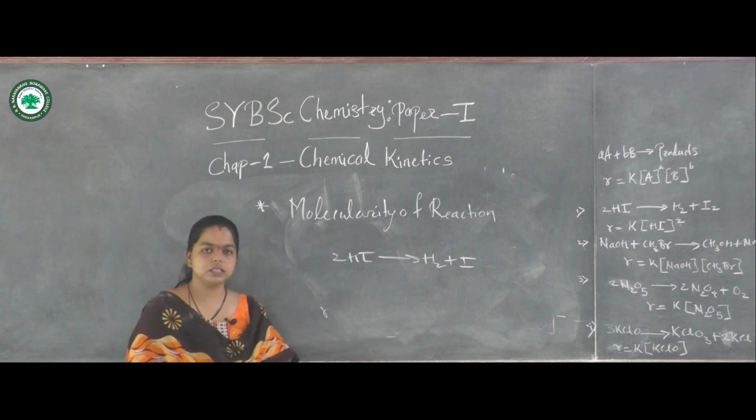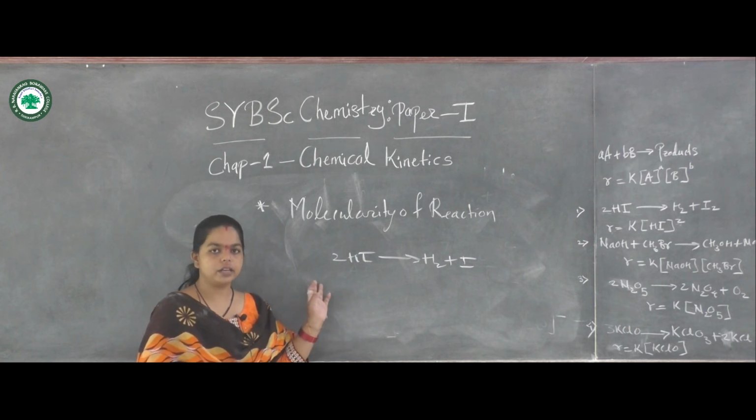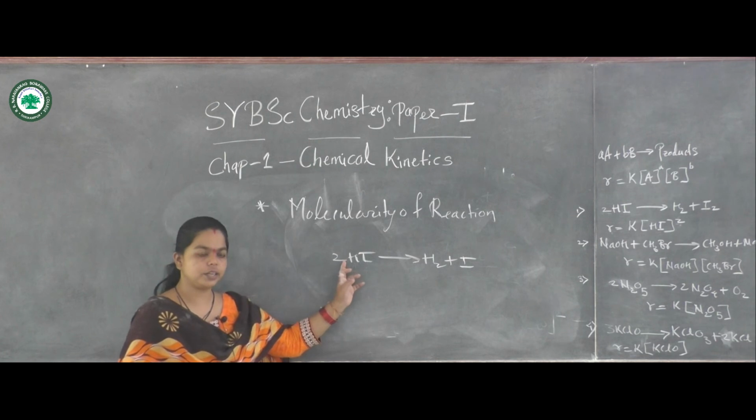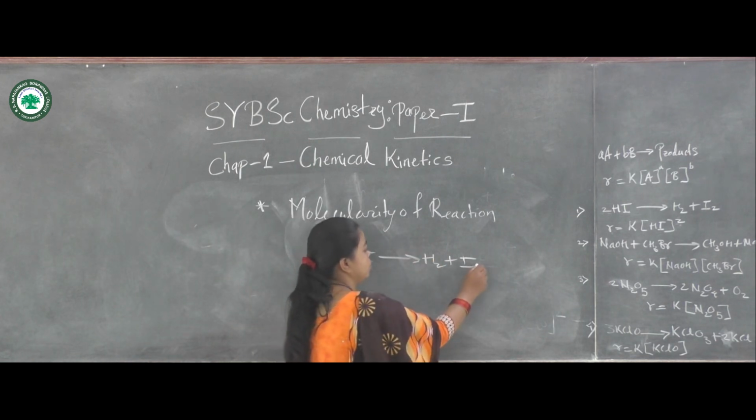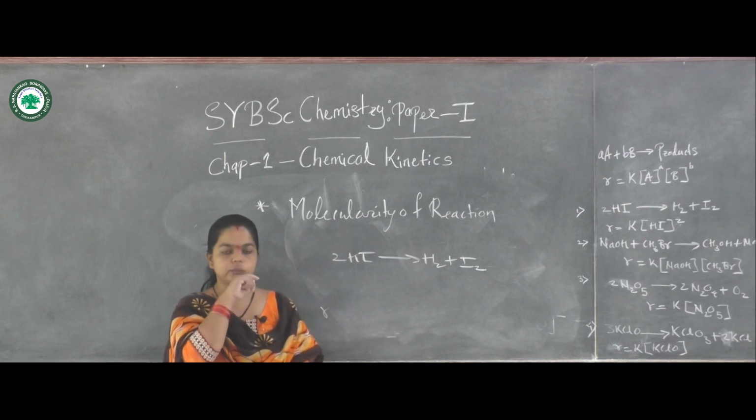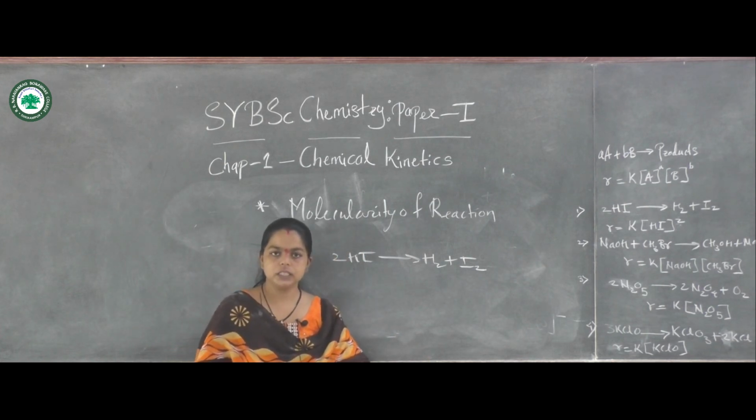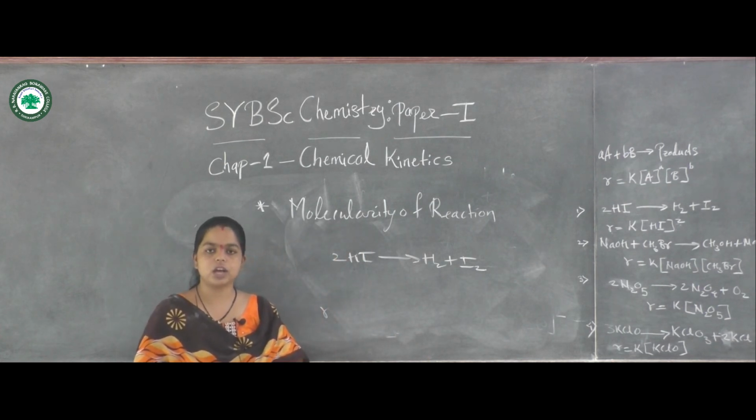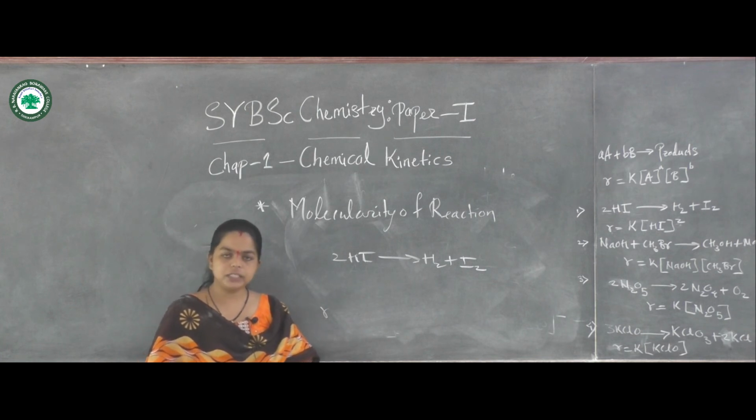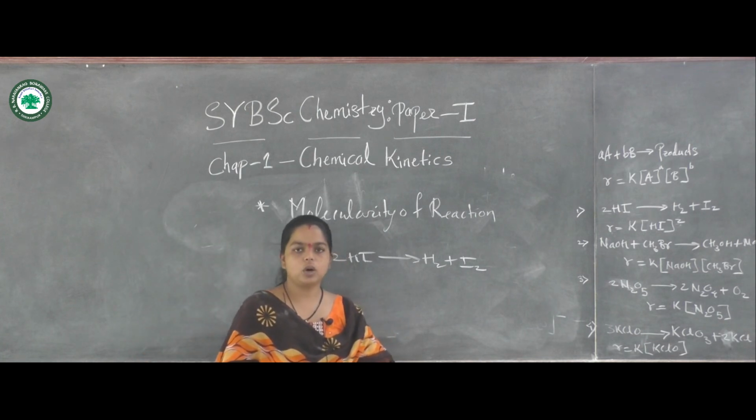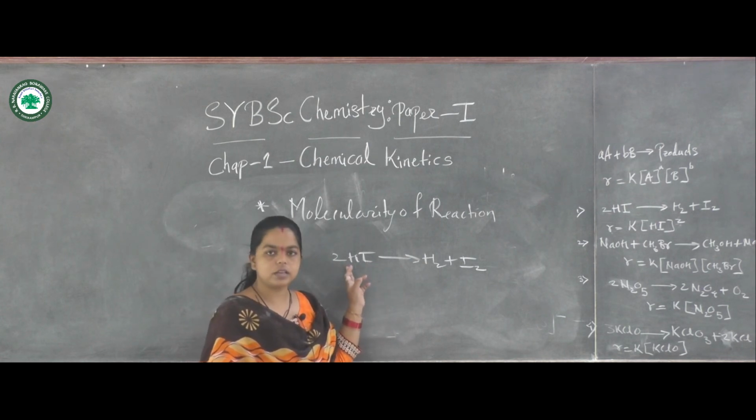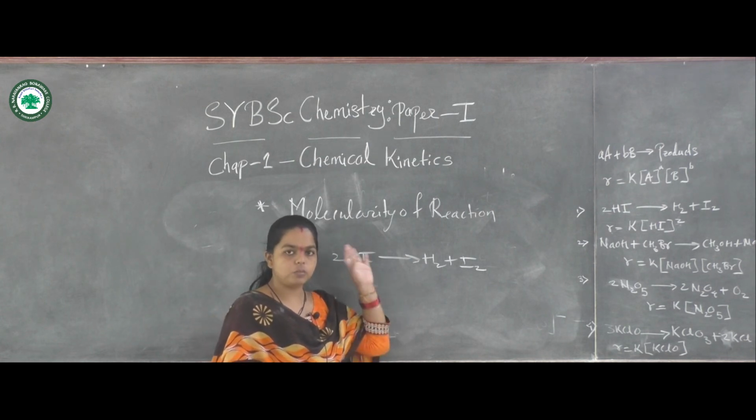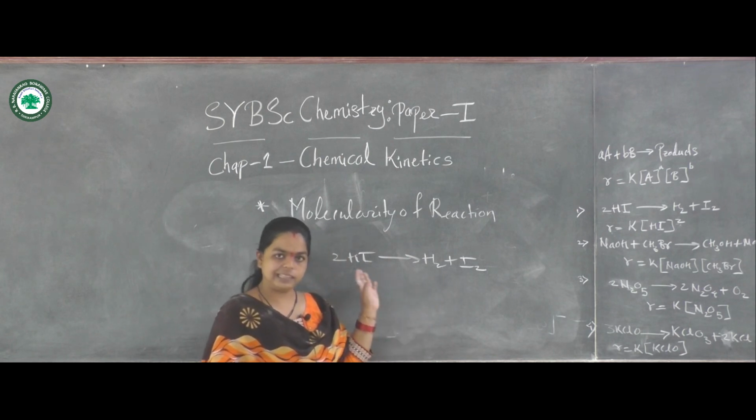Now if we consider the reaction of hydrogen iodide, two molecules of hydrogen iodide give one molecule of H2 and one molecule of I2. So molecularity is the number of molecules which are involved in the elementary reaction. They are called the molecularity. In this case, two molecules are involved as the reactant. So the molecularity of the reaction is 2.